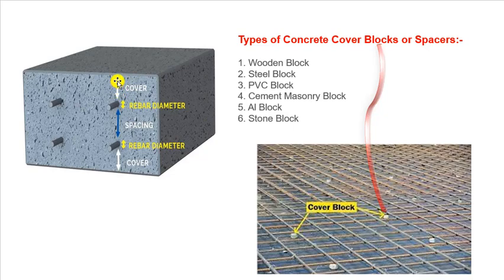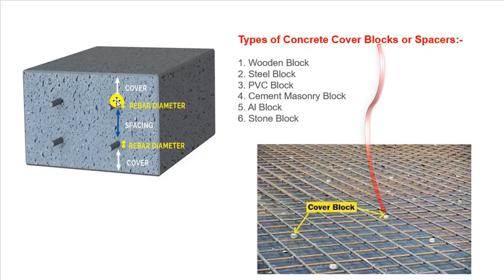We are considering the distance from the outer surface of the concrete, and one important point is that this surface is not a finished surface. Finishing is not yet done. So the distance from the outer surface of the concrete to the surface of the nearest reinforcement or rebar is called clear cover or nominal cover.